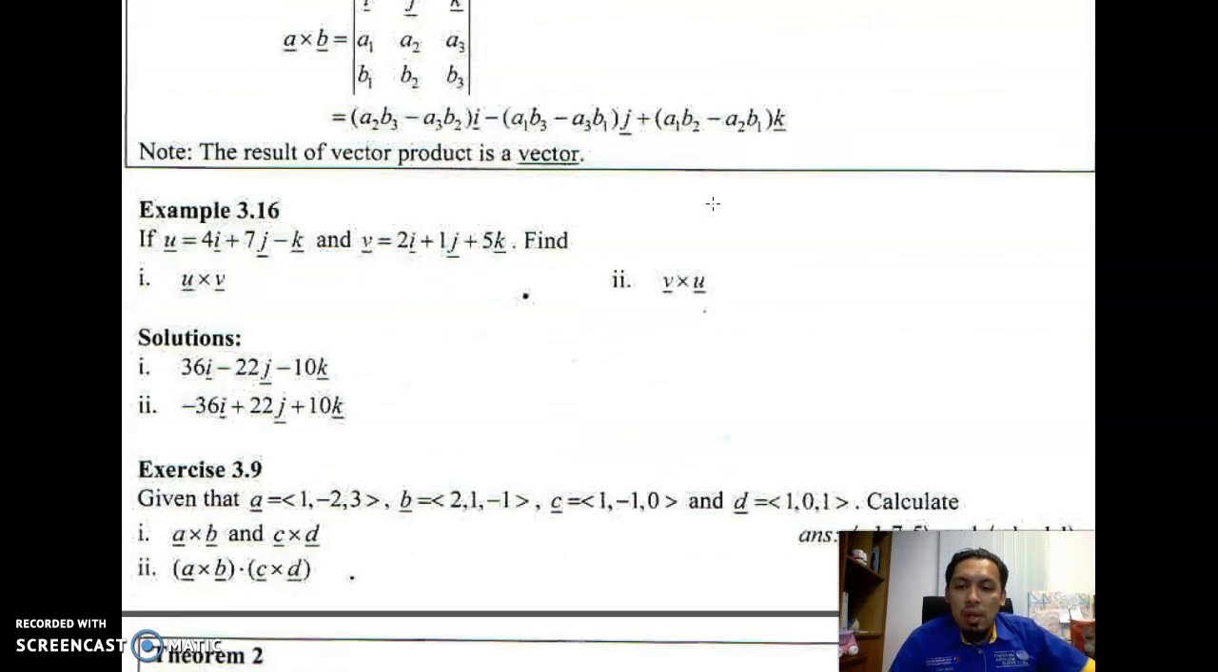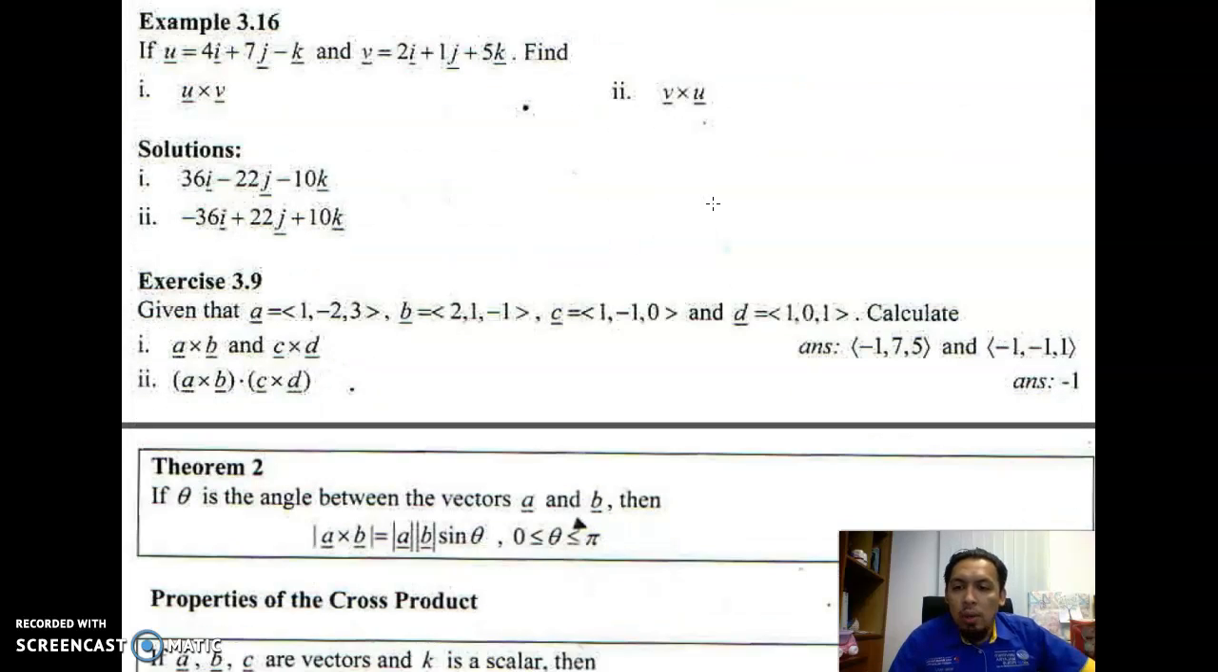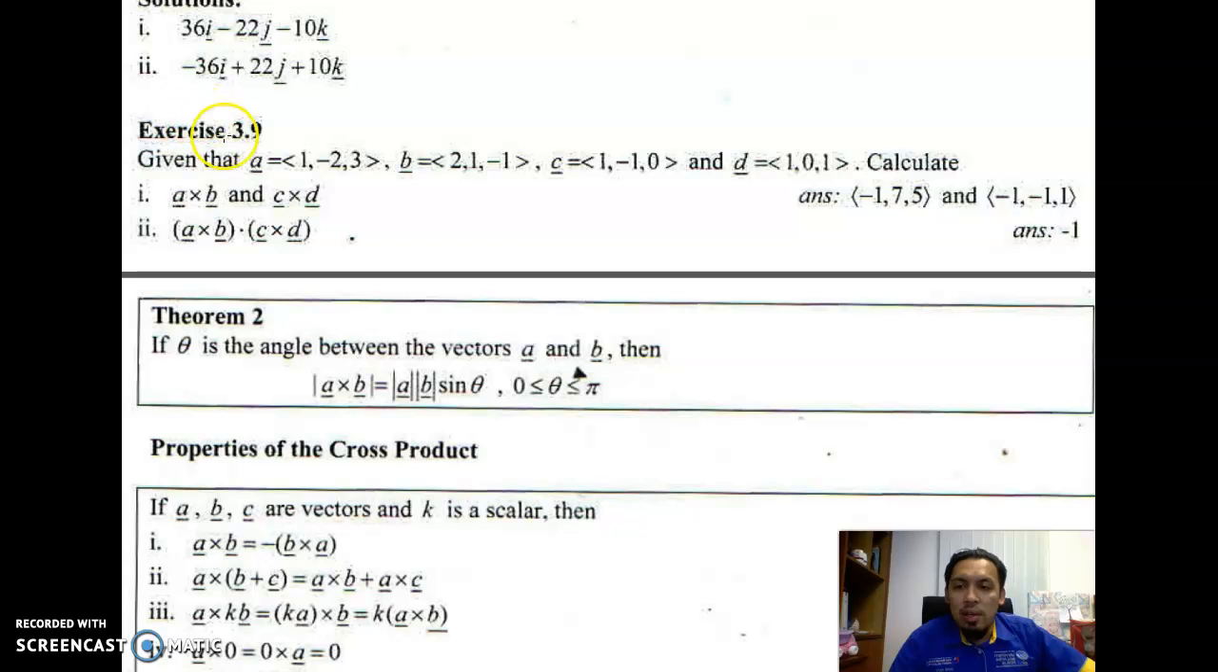Now let's look at the exercise already, right? They give us A, B, C and D, and they want us to calculate the cross product of AB and the cross product of CD. Alright, let's look at the answer first.